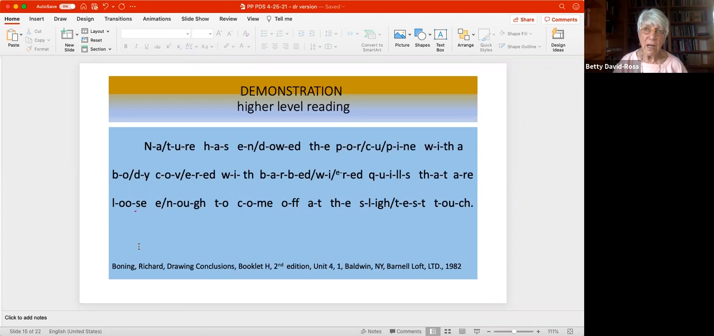Has. Yeah, it's has. It's not an S, it's a Z. Endowed. D. Ow. It's what's called a diphthongized vowel.